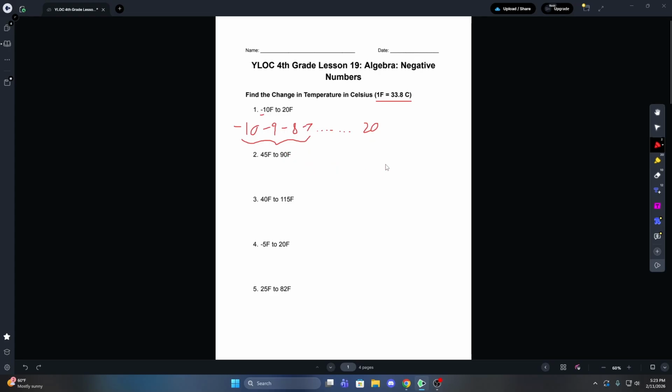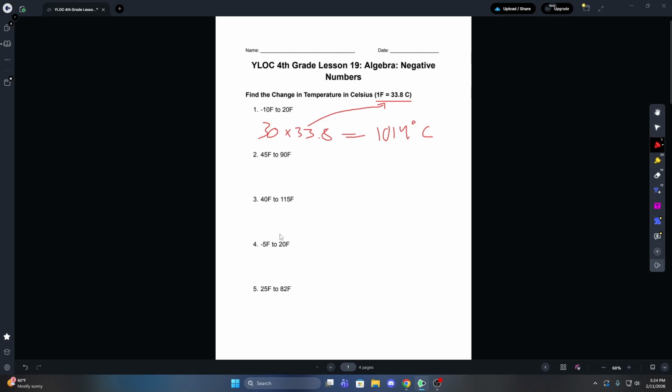So with that in mind, the change in temperature is 30 degrees Fahrenheit, but we're not done here. You have to do 30 times 33.8. Why? Because we're using this conversion factor here. So let's plug that into the calculator. And we get an answer of 1014 degrees Celsius.